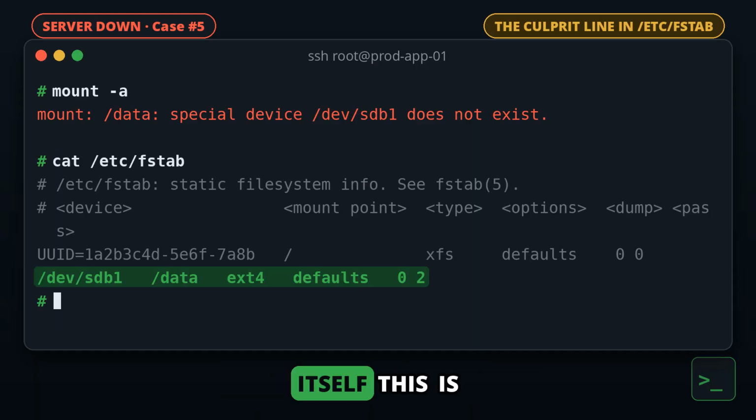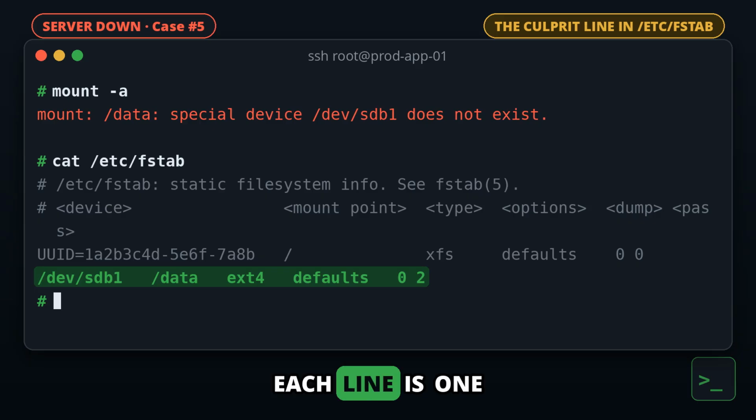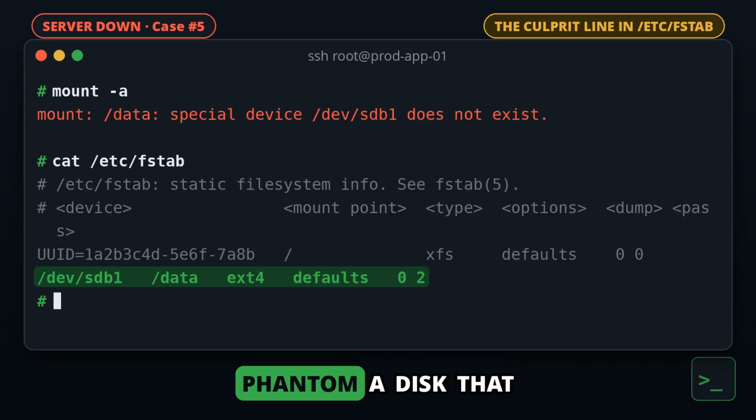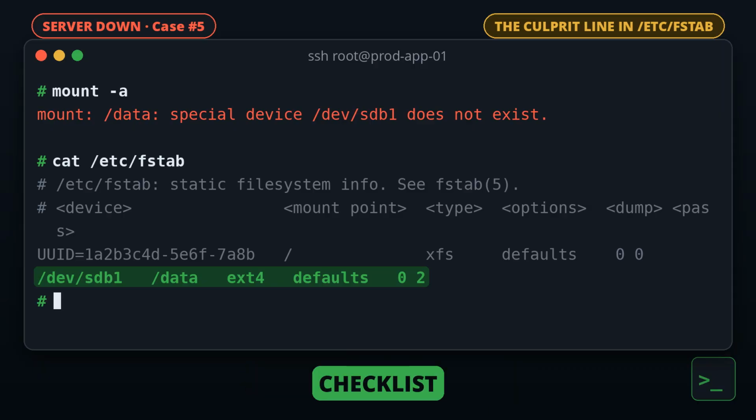Let's read the checklist itself. This is fstab, the file system table. Each line is one file system to mount at boot. The top line is normal, the root file system the machine runs on. But look at the last line. /dev/sdb1, mount it at /data. That is our phantom. A disk that no longer exists, still sitting on the boot checklist.